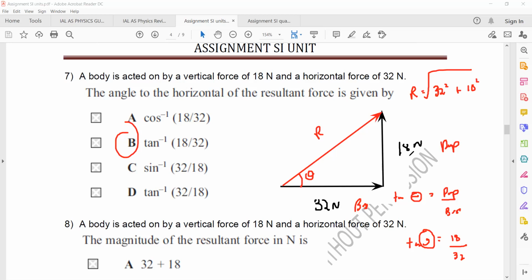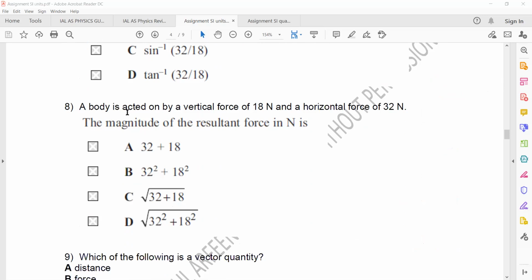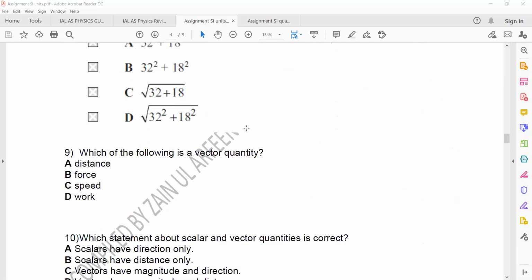So if we know the horizontal and vertical components, we can use that triangle method and get the result. And if it's making a right angle triangle, we use the Pythagoras theorem to get the magnitude, and using the trigonometric ratio tan theta, which is perpendicular over base, we can find the angle. A body is acted on by a vertical force, and that's the same magnitude I just discussed with you.